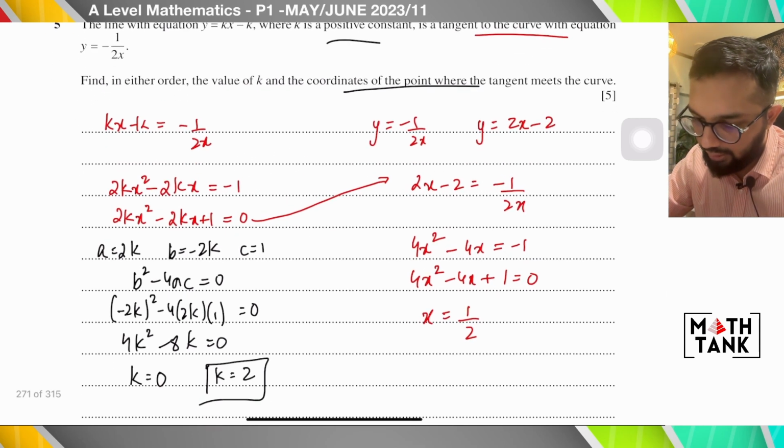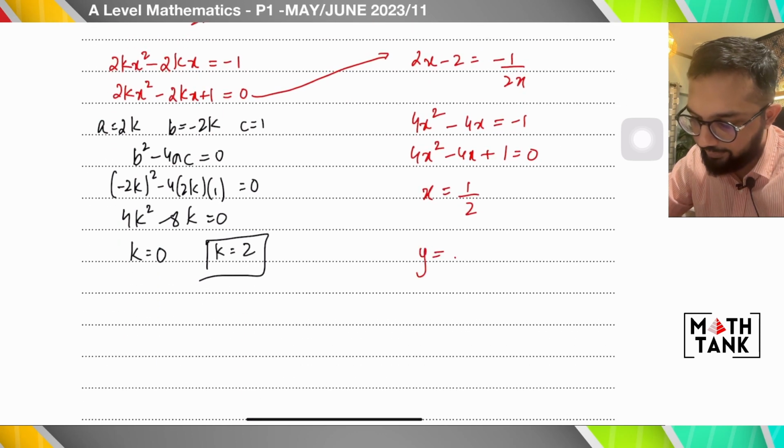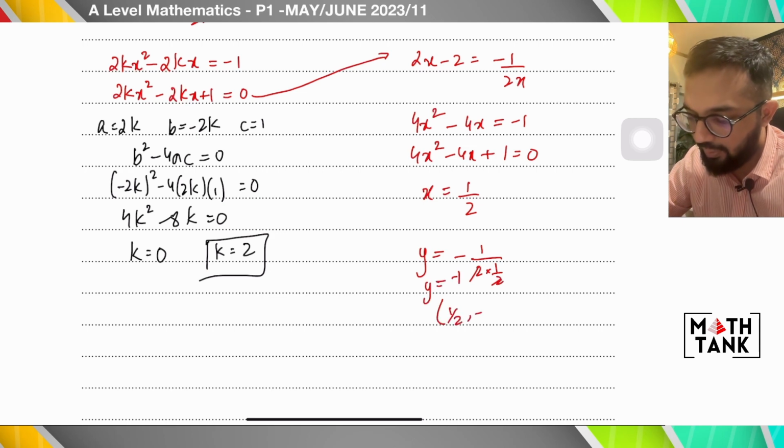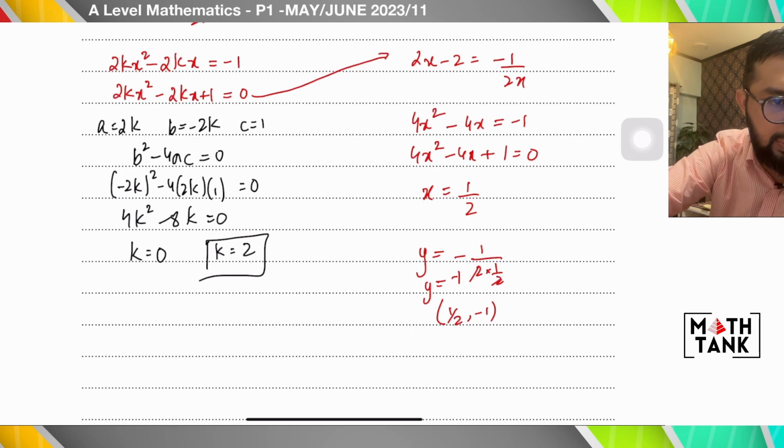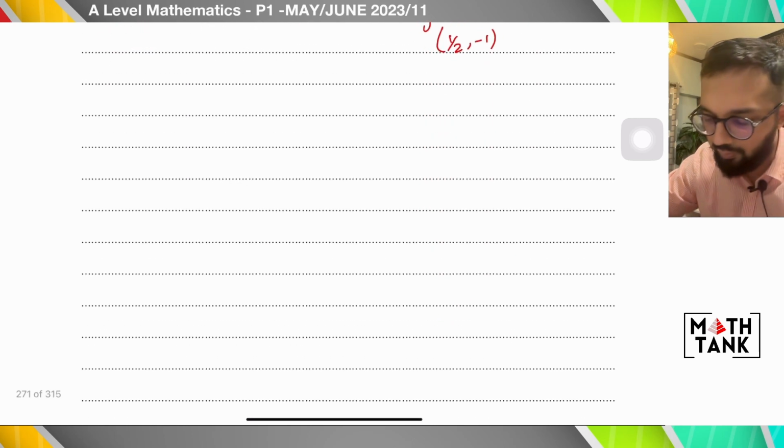Okay, coordinates. So I need the y coordinate as well. Minus 1. So half comma minus 1. Check if that has the correct answer. Yeah, that is indeed the correct answer. KS2.